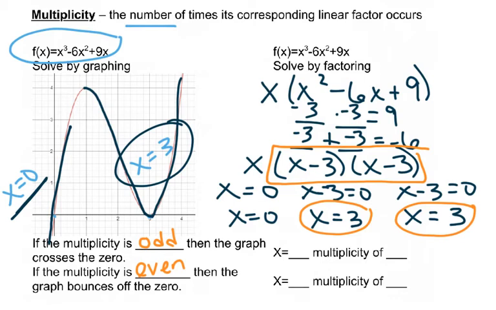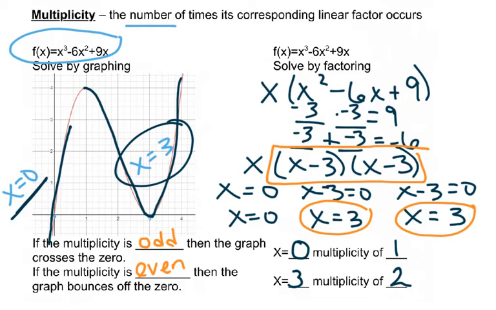Okay, so here's what I'm saying. We found that x equals 0 had a multiplicity of 1. It only occurred one time. That's why we say the multiplicity is odd. Not the number 0, the number of times it occurs is odd. Then we had x equals 3. That zero occurred twice, so we say the multiplicity is 2. 2 is an even number, which is why it bounces off.